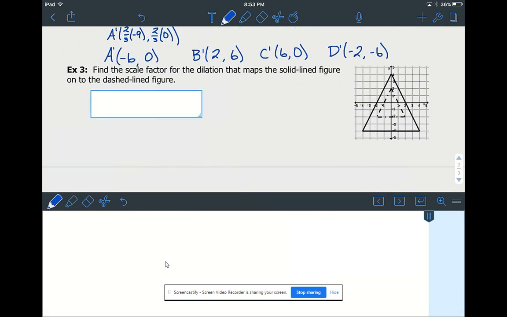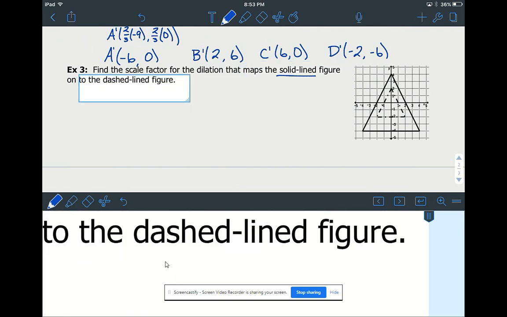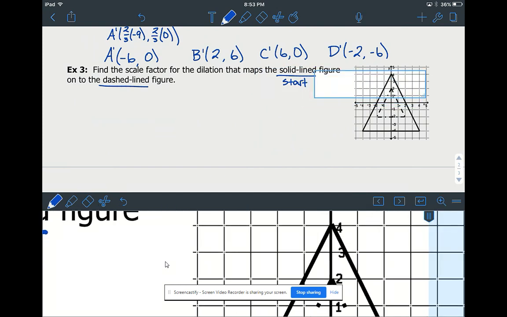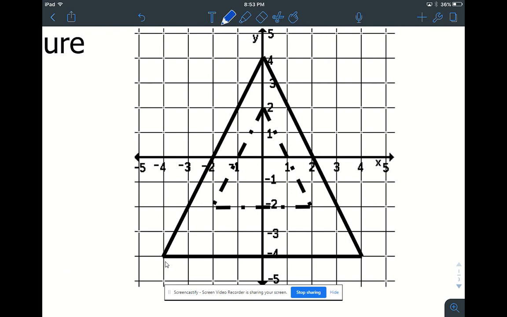All right, find the scale factor for the dilation that maps the solid line figure onto the dashed line figure. So we are going from solid to the dashed. So make sure you start here on the solid line. First off, we're going to pay attention to the fact that solid to dashed, we got smaller. So it's going to be a reduction. So our scale factor has got to be less than 1.